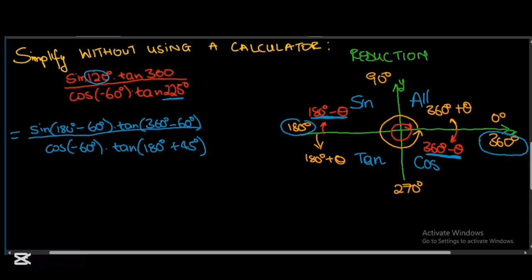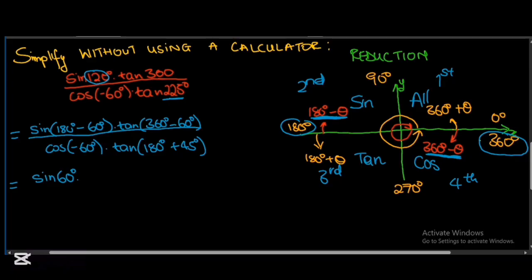So now we are going to use the reduction in order to check the signs, right? So let's look at sine. Sine of 180 minus theta falls on the second quadrant. This is the first quadrant, this is the second quadrant, right? And this is the third, and this is the fourth. So 180 degrees minus 60 falls on 180 minus theta, and then sine is positive. So this will be reduced to sine of 60 degrees, which is positive, times tan of 360 minus 60.